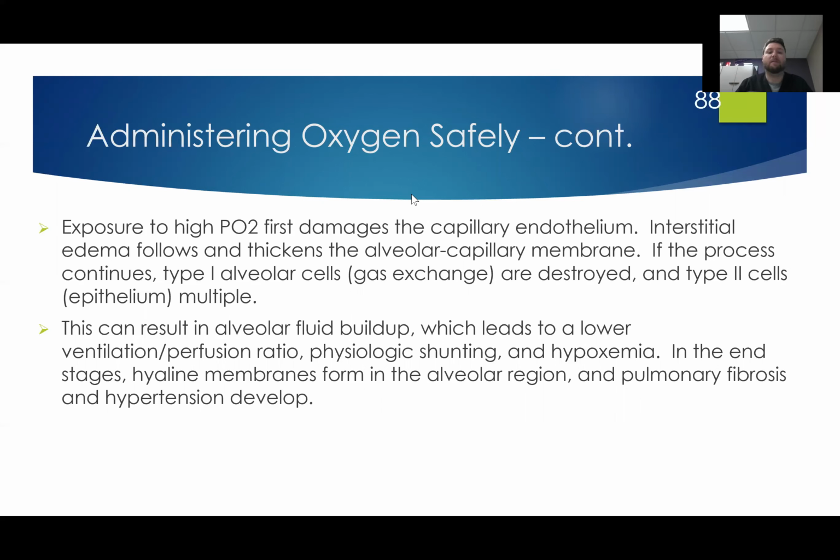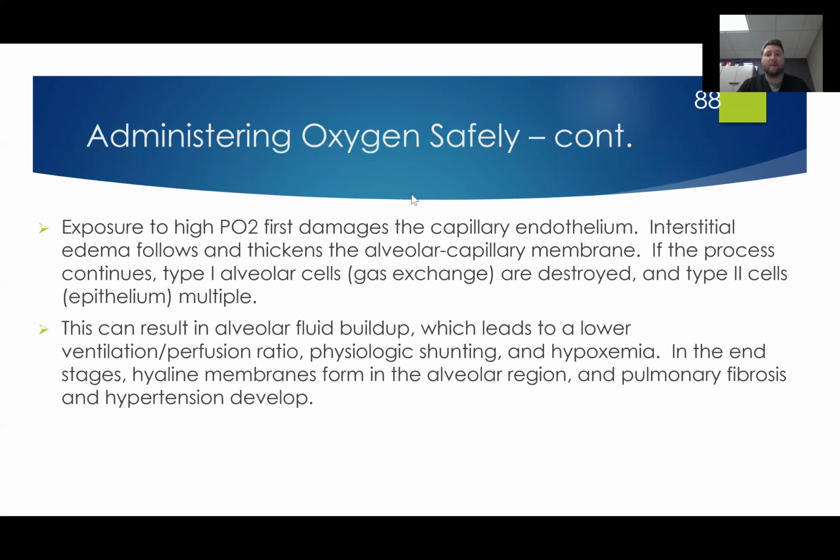This can result in fluid starting to back up into the alveoli, which messes with your VQ ratio, your ventilation to perfusion ratio. You can have physiological shunting, which is where you have perfusion going to the alveoli, but you just don't have air getting to them because of that alveolar flooding, because there's fluid in the alveoli, so that gas can't get through the fluid to get to the capillary membrane. And then you end up becoming hypoxic because of that.